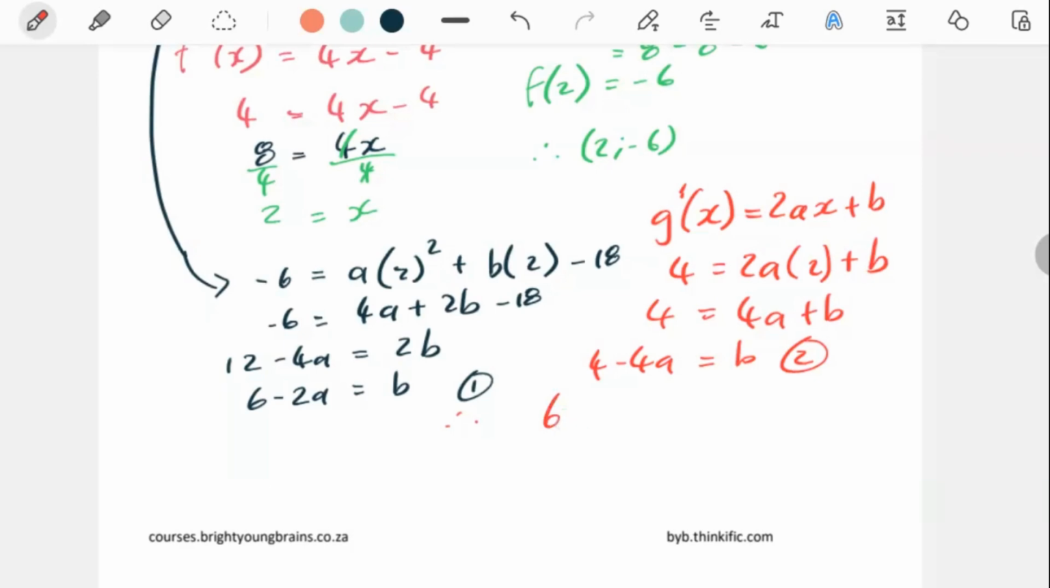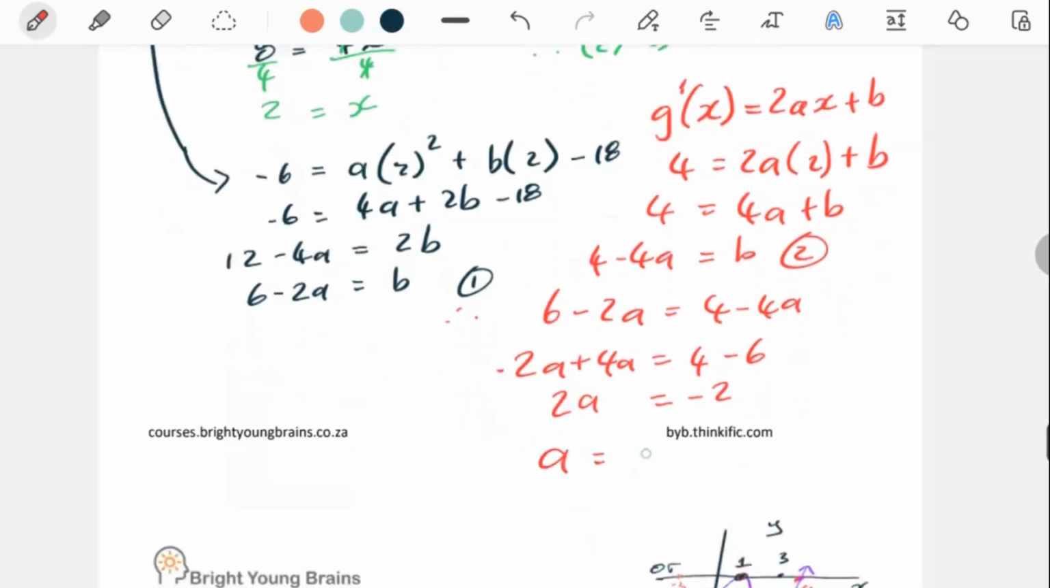So this is 6 minus 2a equal to 4 minus 4a. Both sides on one side, that's negative 2a plus 4a. And this is like 4 minus 6, right? So negative 2 plus 4, that's like a positive 2. And then this is negative 2. So therefore, a here is a negative 1.